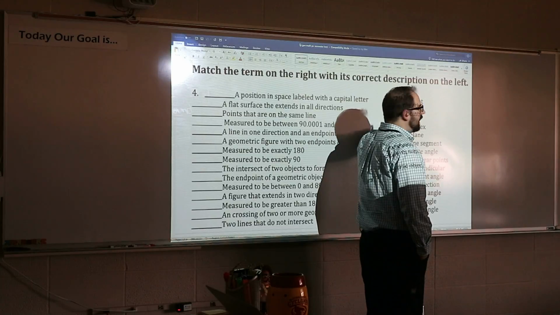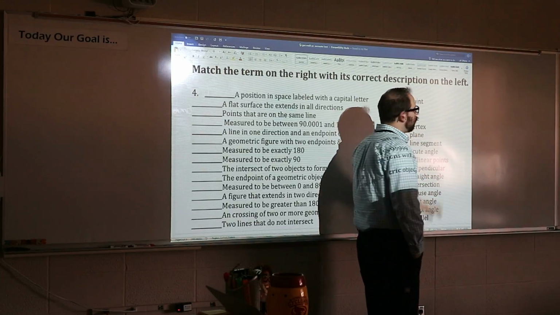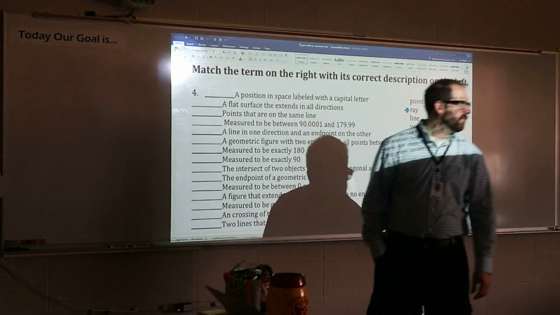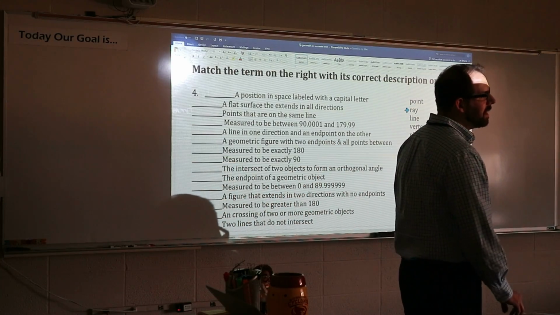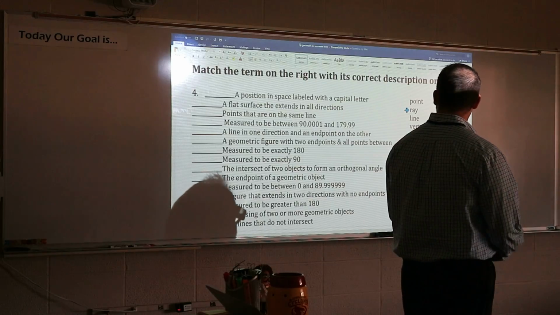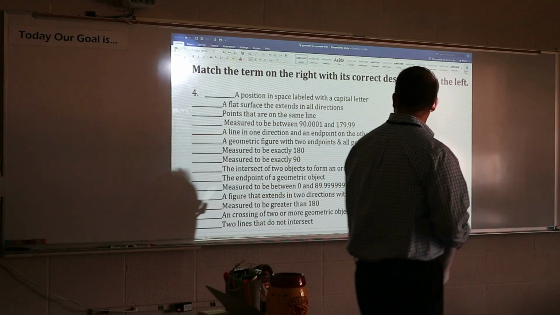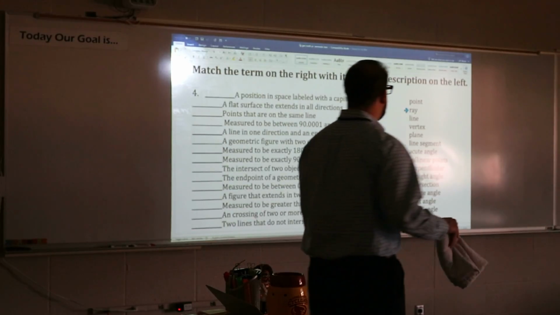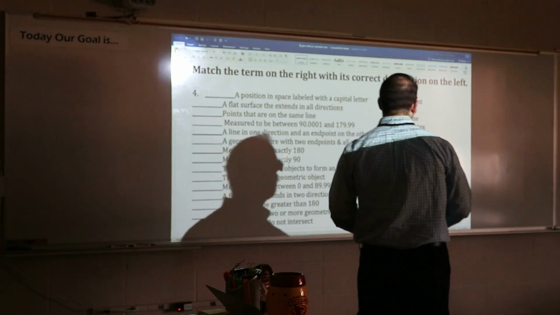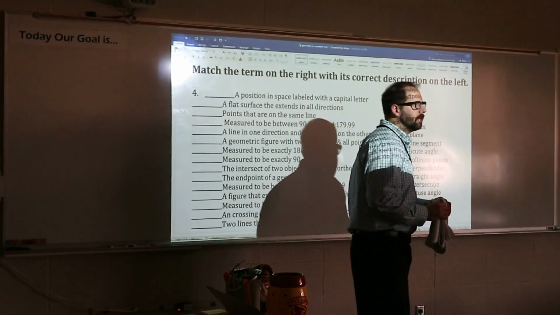Okay, number 2. A ray is a geometric figure. It is a type of line that contains one endpoint and continues in one direction without limit. So it's a type of line that goes in one direction but contains one endpoint on the other. That's a ray.